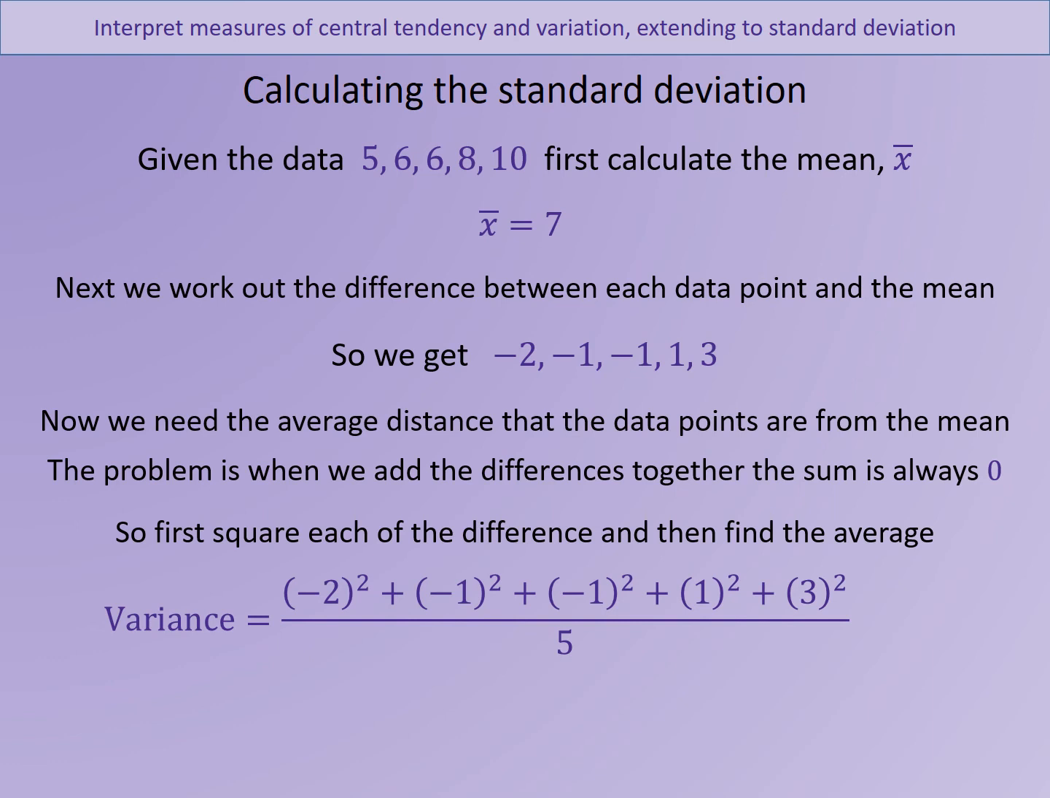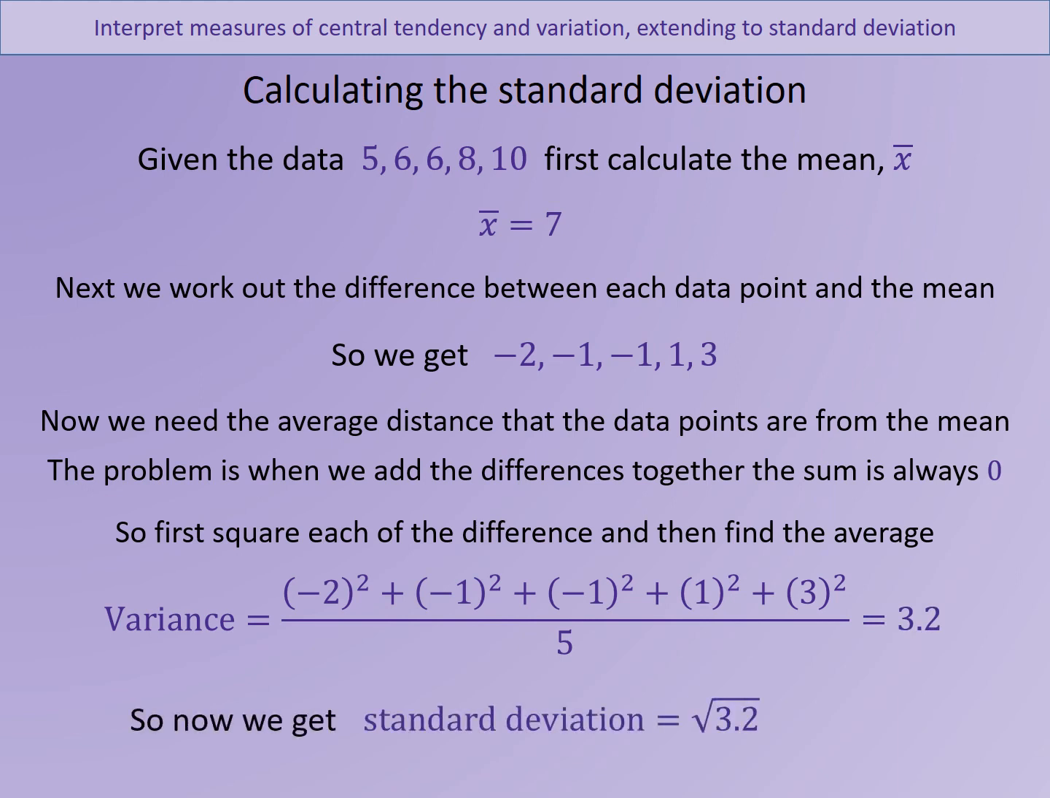So the variance is calculated using this formula. So it's the -2, the -1 in brackets, they are the differences between the mean and each single data point. We then square them, so we're removing those negative signs in front of the pieces of data. We are adding them together and dividing them by how many pieces of data there are. So this gives us 3.2.